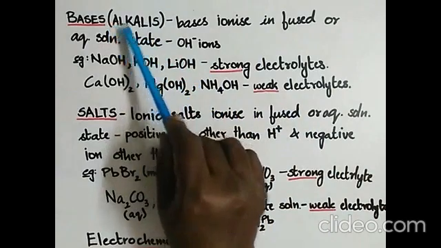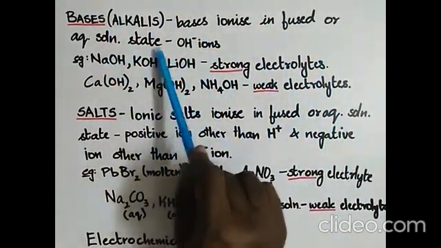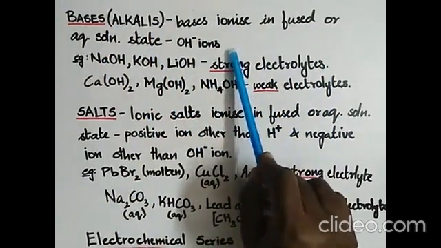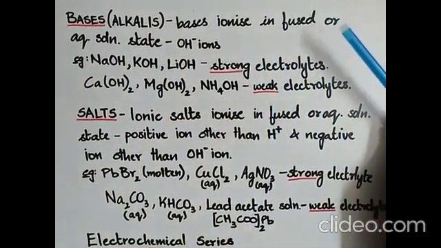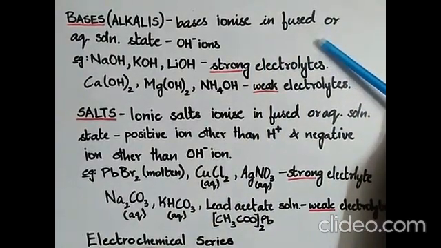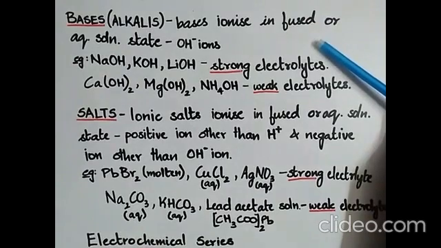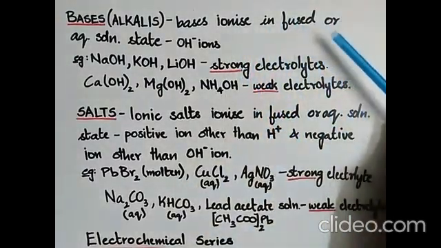Now, bases or alkalis. Bases ionize in fused or aqueous solution state to produce hydroxyl ions. You have studied about strong bases or strong alkalis and weak alkalis. Strong alkalis contain ions and only ions in their solution. Weak alkalis contain ions and molecules. They dissociate to give hydroxyl ion as the only negatively charged ion.